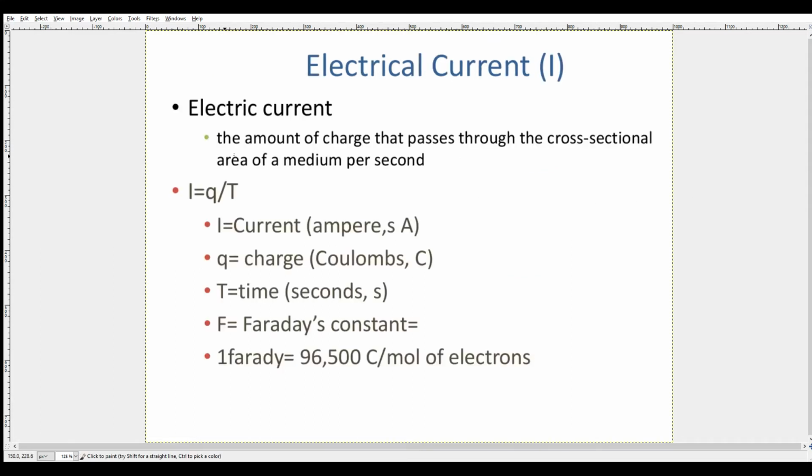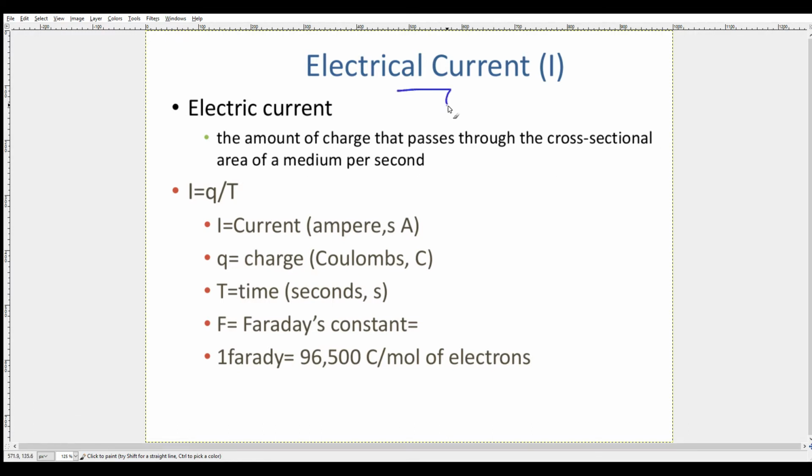You have a new equation that you're going to need to know. It's I equals Q over T. You need to know what each of these variables represents. Let's start off with our definition of electric current. Electric current is the amount of charge that passes through the cross-sectional area of a medium per second.